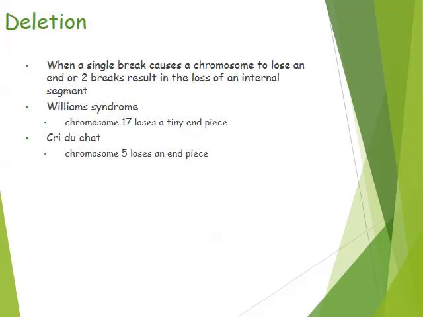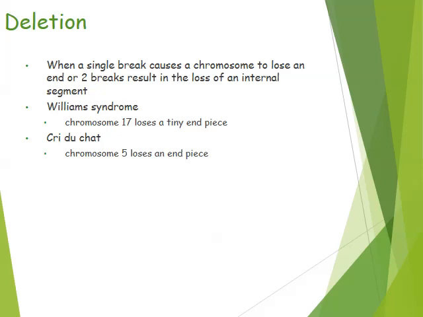A deletion occurs when a chromosome loses its end, or there are two breaks that result in the loss of an internal segment. Williams syndrome is due to a loss of the end of the 17th chromosome. This causes cardiovascular disease, developmental delays, increased verbal ability, and affinity for music.